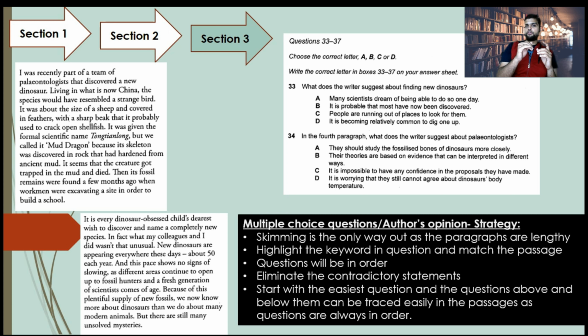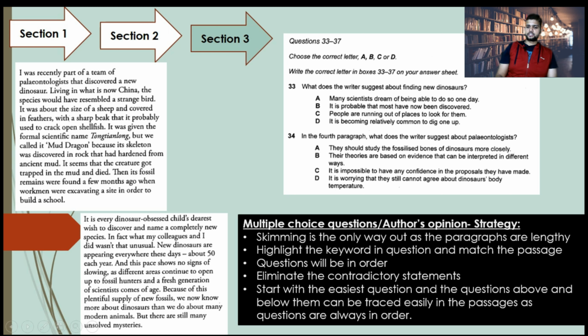So if you are able to find it, if you are in luck, then anything about questions 1 to 3 will be above this paragraph, and anything about 5 to 7 is below this paragraph. So that's the way you can play around. This comes by practice. And eliminating the contradictory statement is one thing over here. So just attempt this question.